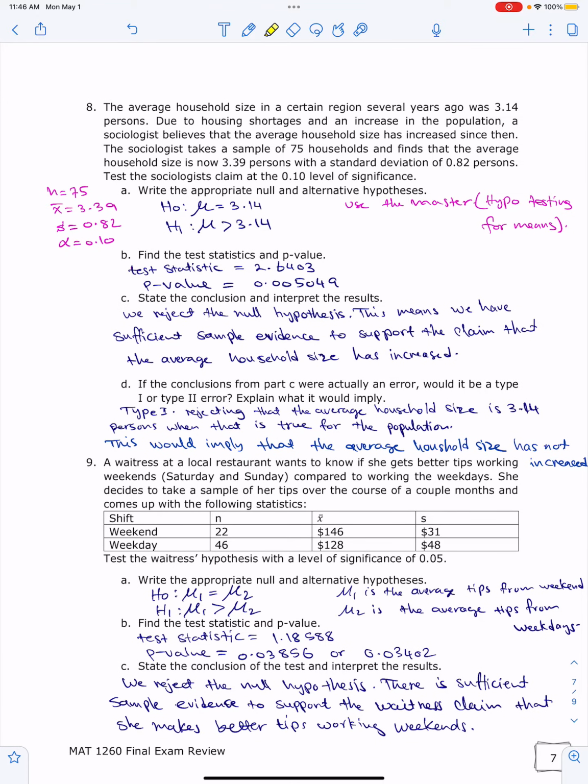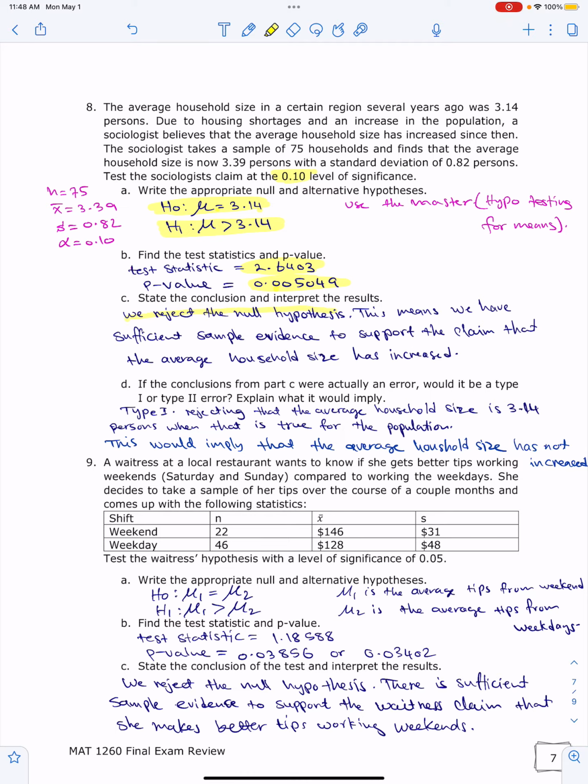Now, according to that, we can find the test statistic and the p-value. The test statistic is 2.64 and the p-value is 0.005. The decision here: because the p-value is less than alpha, we reject the null hypothesis, which means we have sufficient sample evidence to support the claim. What is our claim? Our claim is that the average household size has increased. So that is the claim from the context of the question.